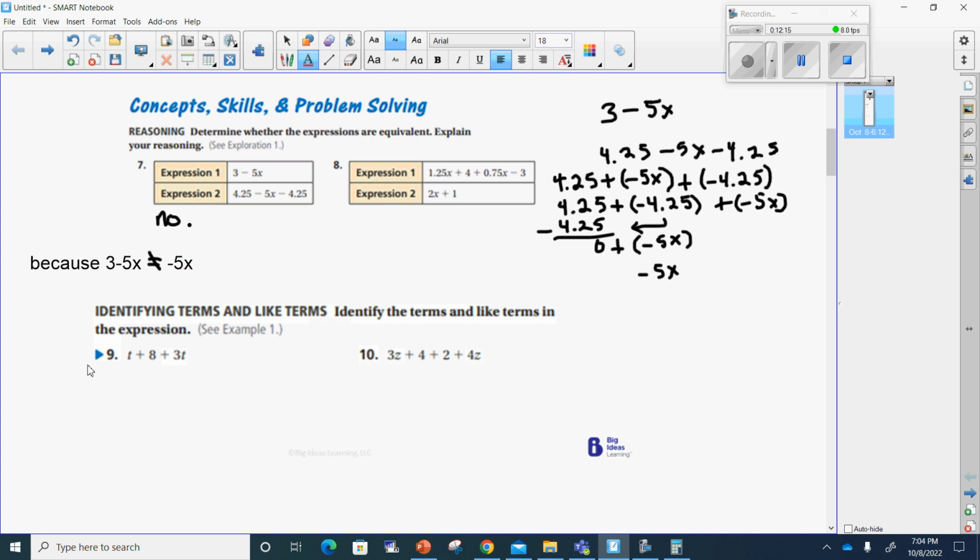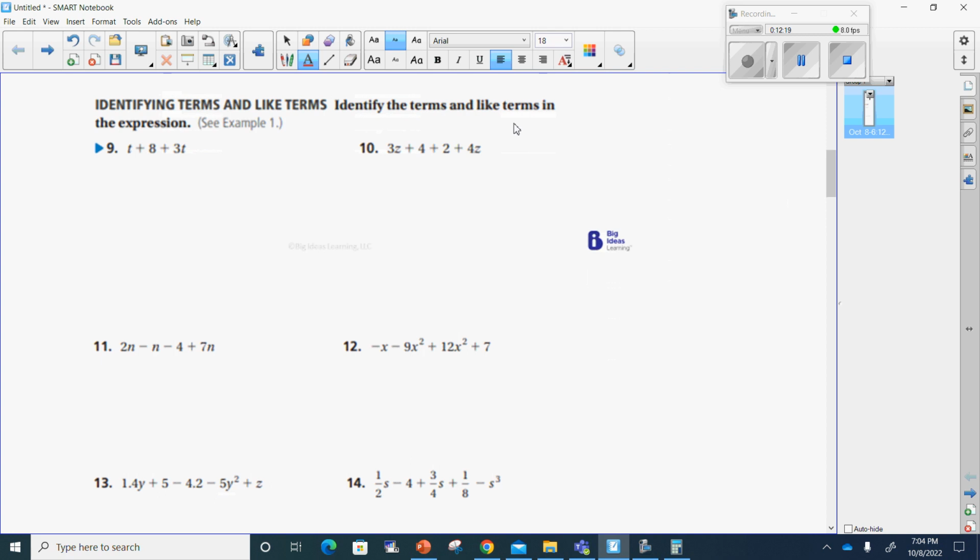All right, let's go to number 9 now. Identify the terms and like terms in the expression, okay? So let's do this first. Identify the terms. The terms, I'm going to type this out. Terms, they are t, they're also 8 and 3t. All right, now it says, and the like terms. So the like terms are p and 3t. I know they're like because they both have t, that variable, to the same power, right?